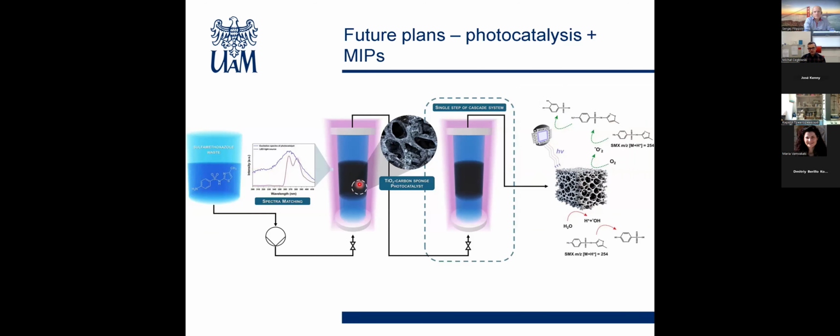And also we want to go into a completely different area. We want to make a photocatalyst, so have a carbon sponge covered with titania, and also with MIPs. The MIPs are supposed to improve the adsorption capacity of the material and also target one particular contaminant. And the titania will be responsible for the photodegradation of the compound. So this is a kind of hybrid system for targeted adsorption and targeted degradation.